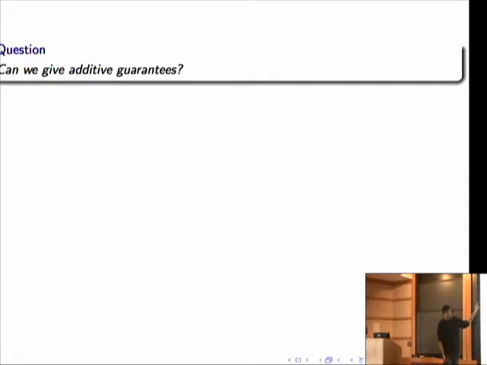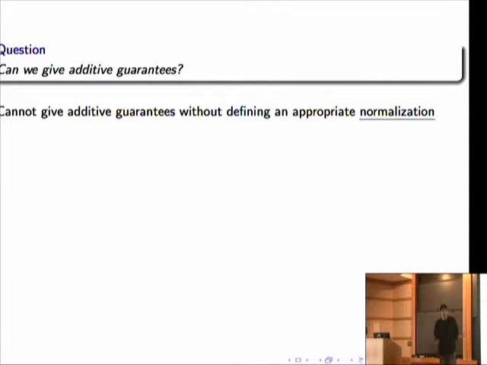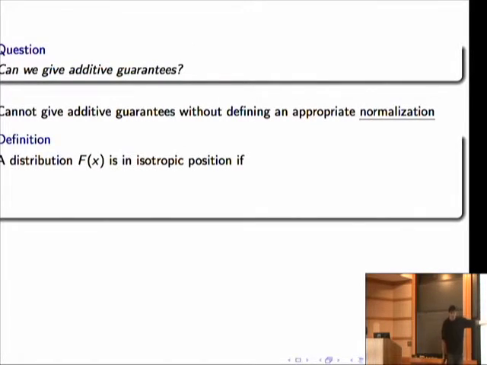Well, you can't, in general, give good additive guarantees without assuming some normalization for the data. Because if you gave me an algorithm which always learned the parameters within an additive epsilon, before I give you the data, I could just scale it up by a large constant factor, and then you'd have to give me a much more accurate estimate, additively, for my original mixture. So the point is that you need to define some normalization of the data to prevent you from just scaling it up, to be able to give an algorithm which gives additive guarantees. And this notion of normalization will be what's called isotropic position.